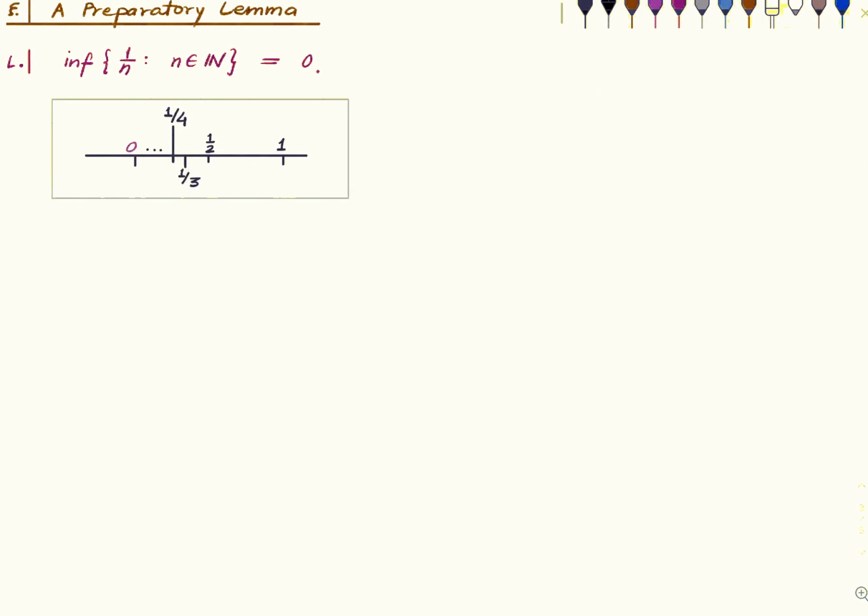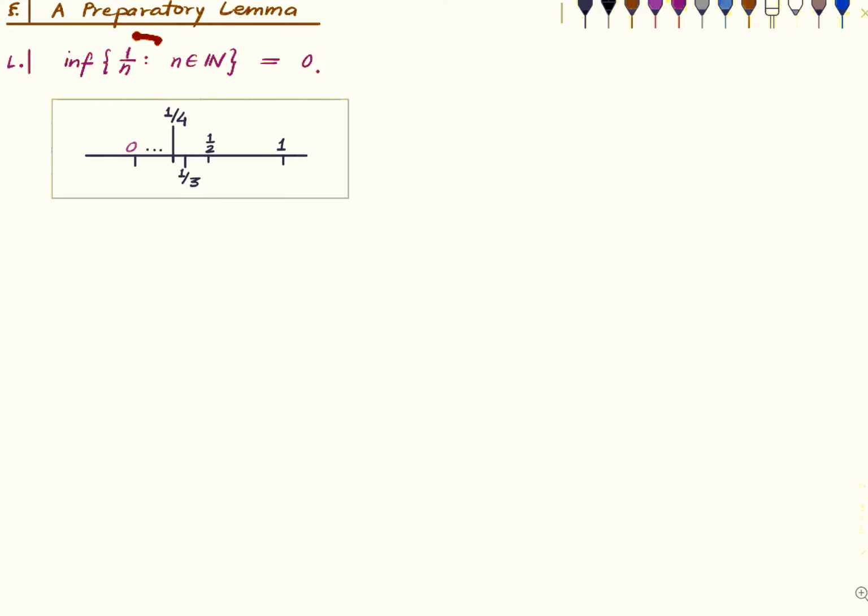And now let us get started. So this is the main lemma that we need to establish in order to prove what is called the Archimedean property. We haven't stated the Archimedean property yet, but this is essentially at the heart of it. We will state the Archimedean property next. Okay, so how do we show this?